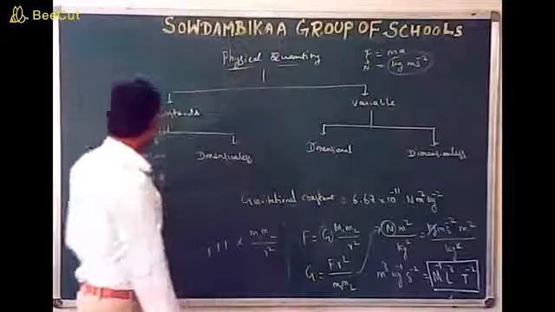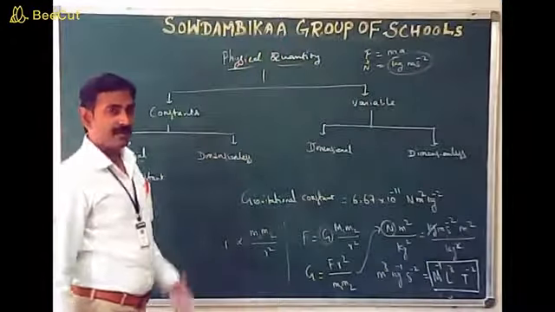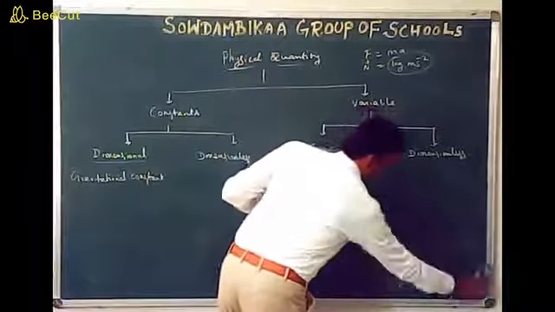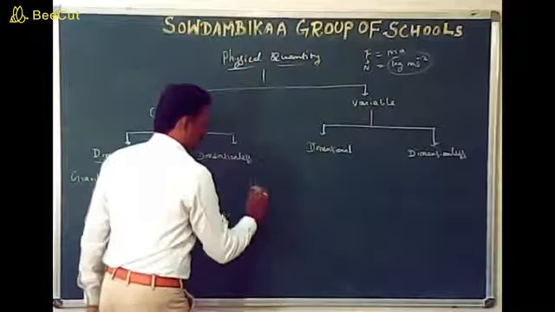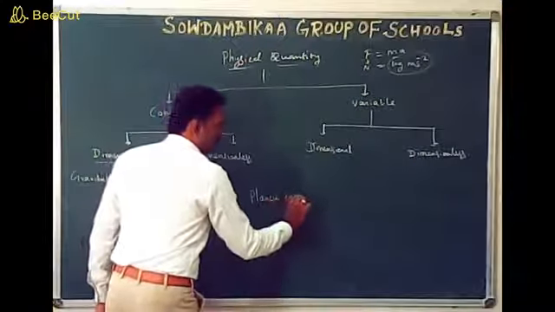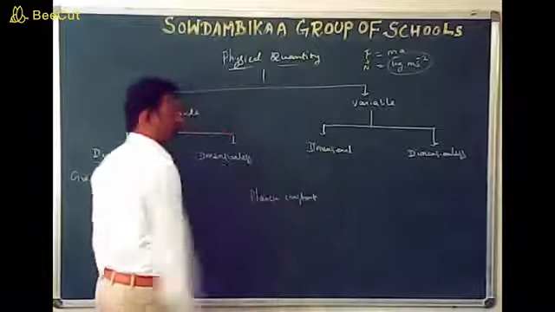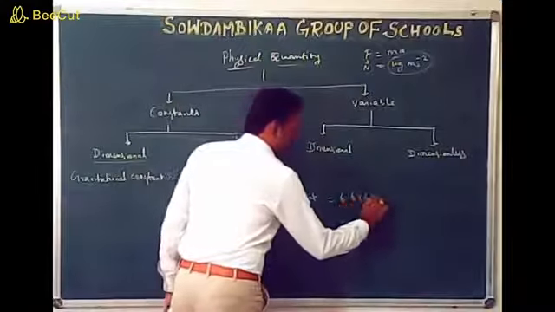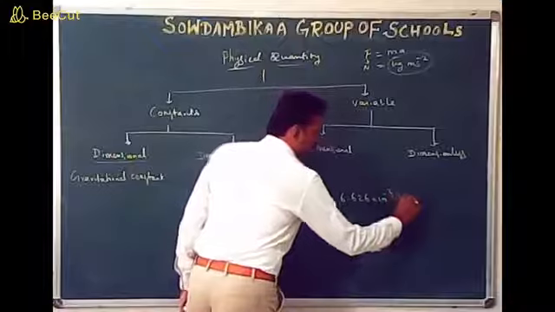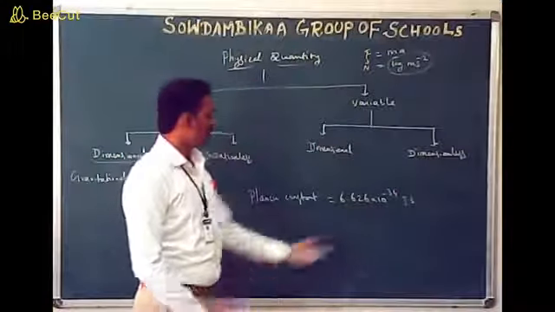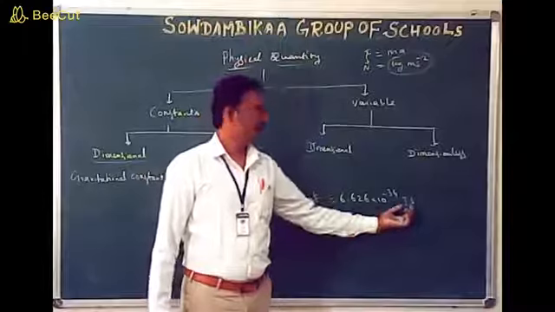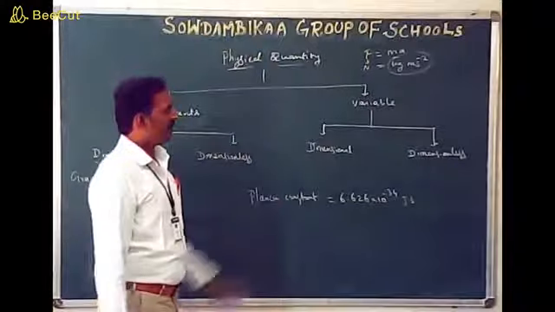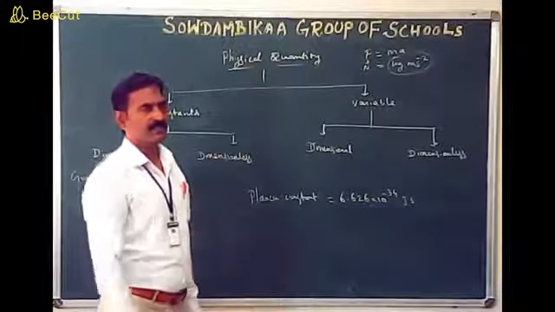Just likewise, another example is the Planck constant. The Planck constant value is 6.626 into 10 power minus 34 joule second. Now it has a constant value, then it has a unit. How do we get that unit? Two equations are there.